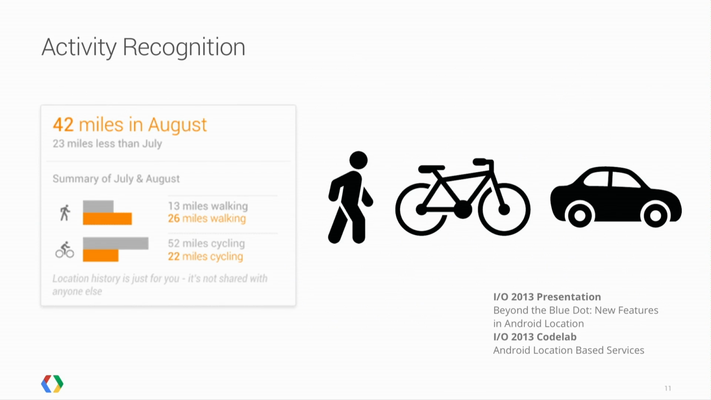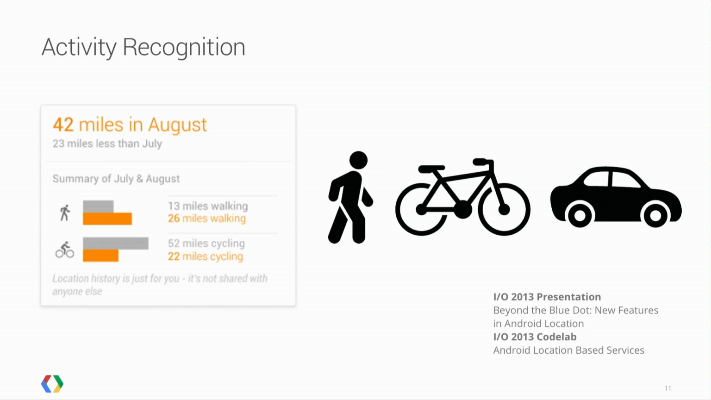All right, activity recognition. This is one of my favorite new features of Google Play Services 3.1 because it allows developers to register for callbacks when the activity that the user is taking changes. So you can find out whether the user is still, whether the device is tilting, or you can find out directly whether they're on foot, they're on a bike, or they're driving.